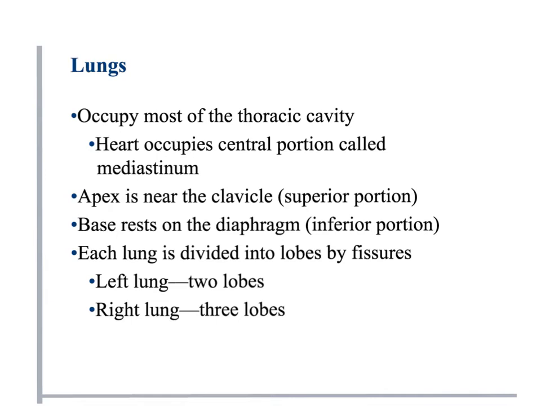The lungs themselves occupy most of the thoracic cavity. They are found within the thoracic cavity in a separate cavity themselves, the pleural cavity. The heart occupies the central portion, the mediastinum. The apex of the lung is at the top, that comes to a point. The base sits on the diaphragm, in that inferior portion. And each lung is divided into lobes by fissures. Those lines I drew on the picture earlier are fissures. The left has 2, the right has 3.